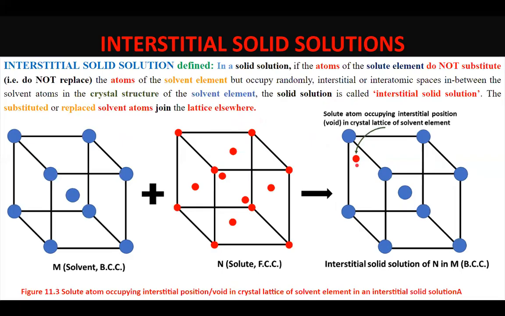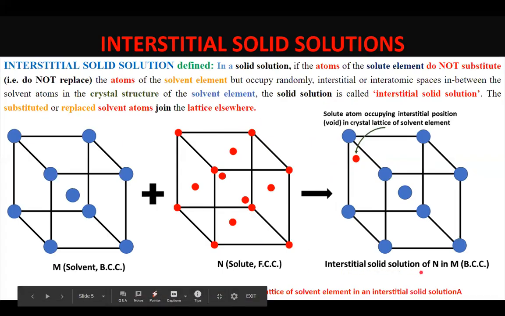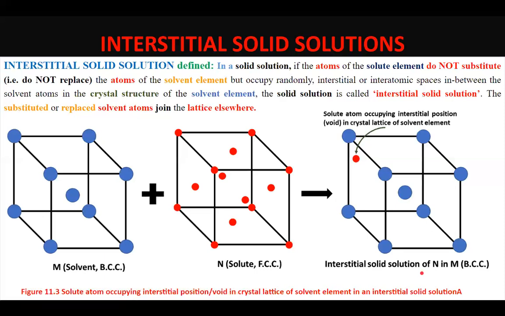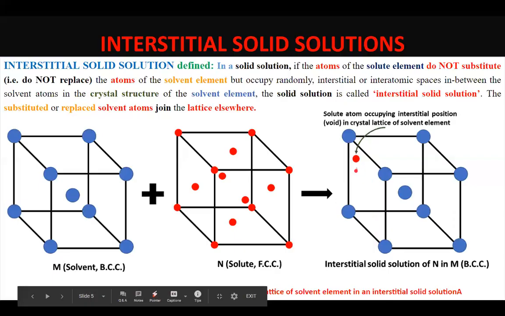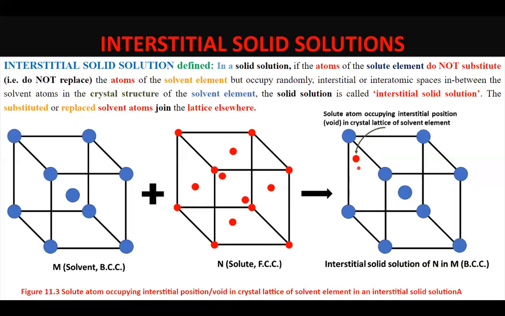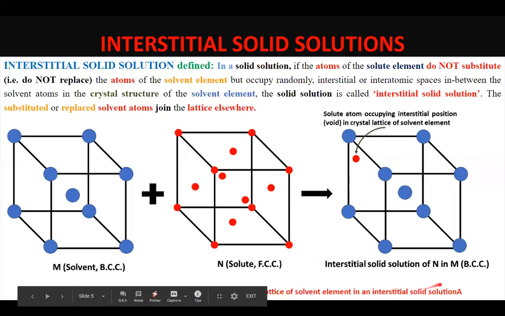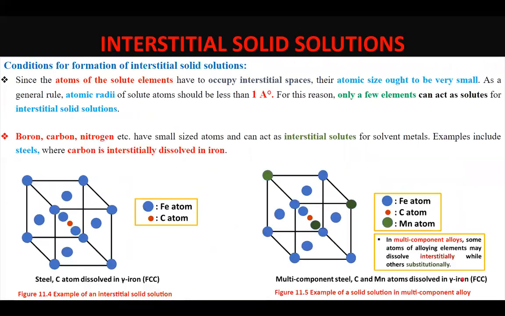And there are only a few examples of elements like boron, carbon, nitrogen, whose atomic size is very small, and they can act as interstitial solutes in the formation of interstitial solid solutions. As a general rule, if the size of the atoms of an element is less than 1 angstrom, then only it can act as an interstitial solute in the formation of an interstitial solid solution. And that's what we would be discussing with you in the next slide.